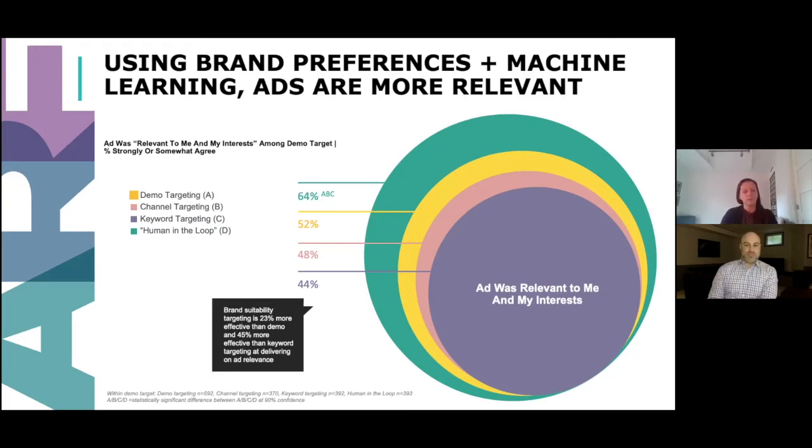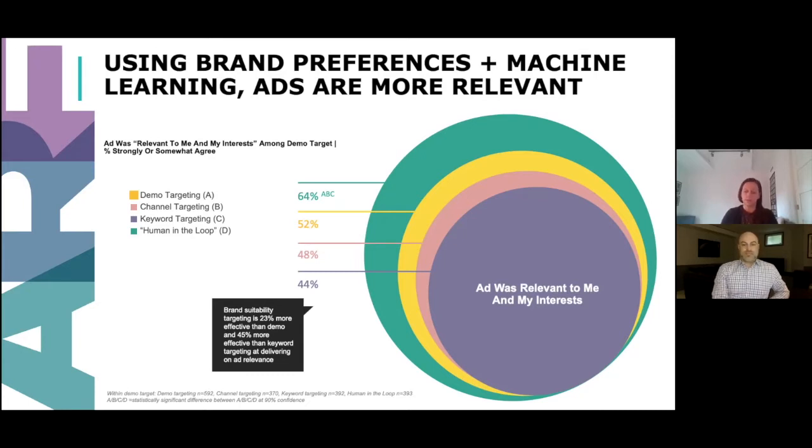So what we found, of course, is that the ad targeted through human in the loop was perceived as most relevant. And this makes a lot of sense if you think about how the targeting was done, right? We went and talked to each individual brand. We figured out what was most suitable for their unique brand, and that's the type of content that the ads ran in front of.